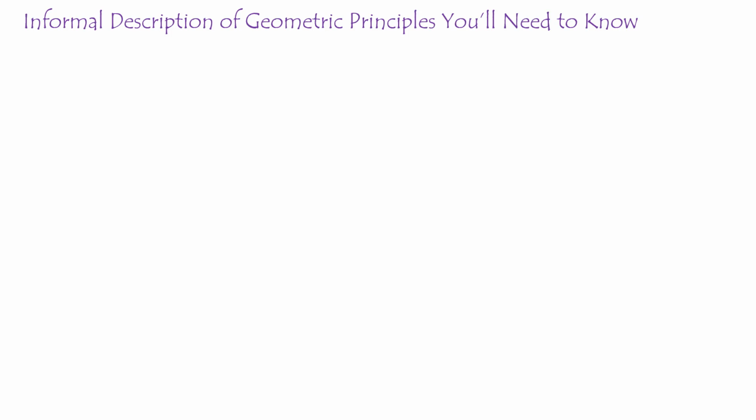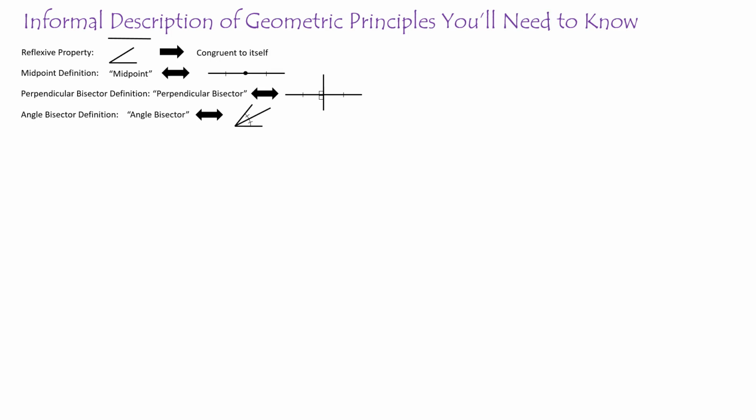Okay, so here is an informal description of all the geometric principles you're going to need to know. First is this reflexive property where a line or an angle is congruent to itself. Then we have these definitions of like a midpoint, a perpendicular bisector, an angle bisector, and what you can conclude from that. Like from a midpoint, you know that the two halves of the line segment are congruent to each other.